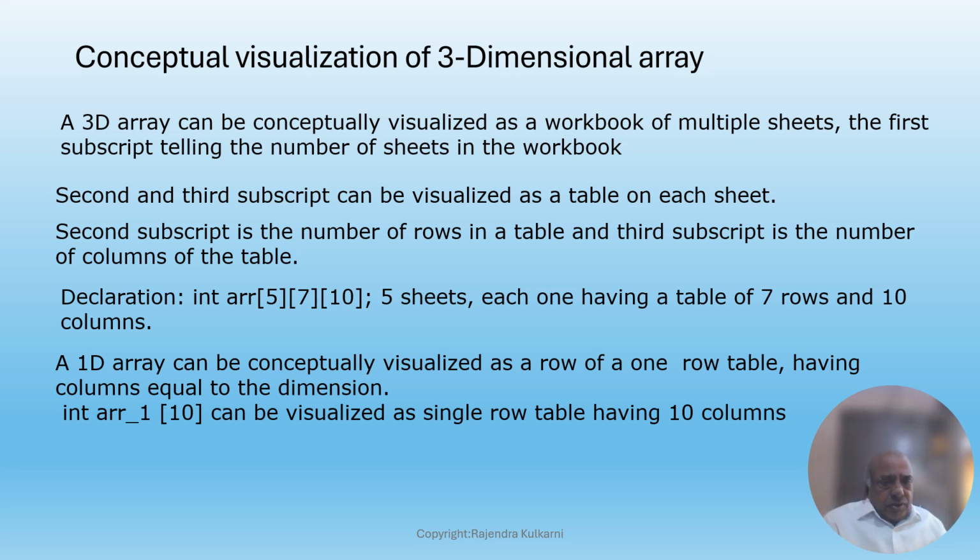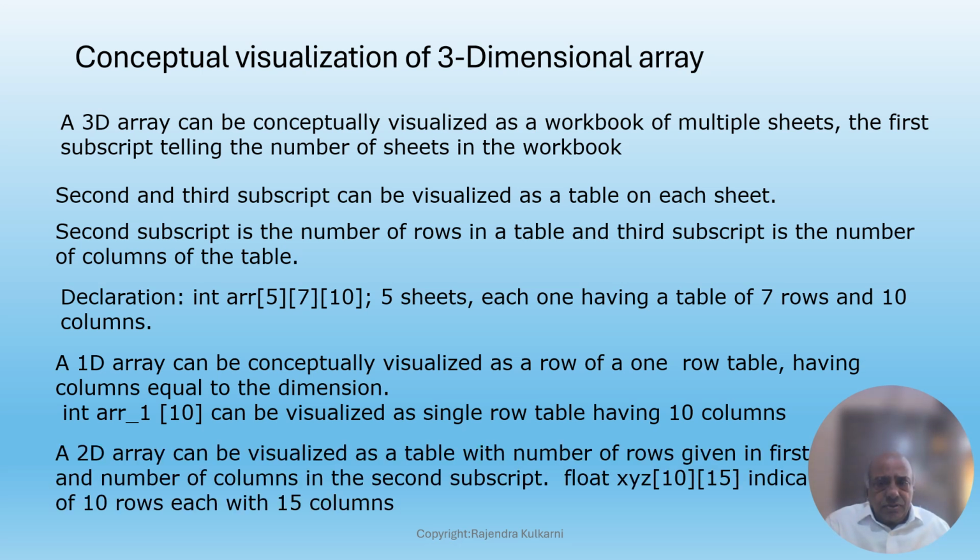Similarly, we can visualize a 1D array as a one-row table having columns equal to the dimension. So when we declare a 1D array as int ARR_1[10], it can be visualized as a single row table having 10 columns.